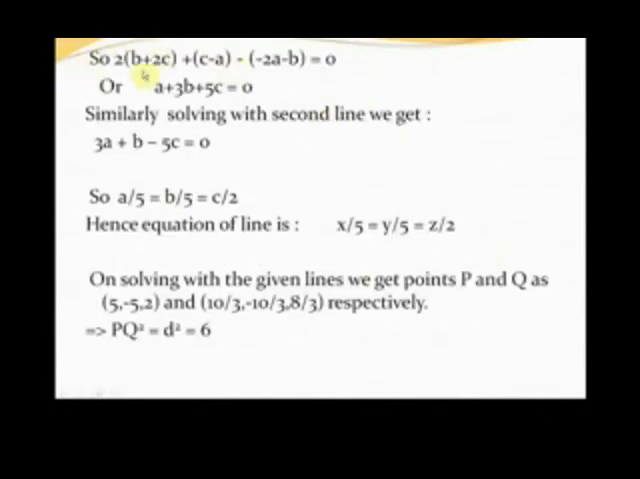So when we solve this, we get 2 times b plus 2c plus c minus a minus of minus 2a minus b equal to 0, or a plus 3b plus 5c equal to 0. Similarly, when we solve the assumed equation with the second line, we get 3 times a plus b minus 5c equal to 0. So from this equation and from this equation, we get a by 5 equal to b by 5 equal to c by 2. Thus the direction ratios are 5, 5 and 2, and hence the equation of the line becomes x by 5 equal to y by 5 equal to z by 2. Thus this is the equation of the assumed line.